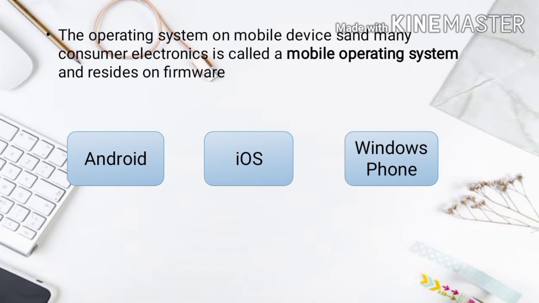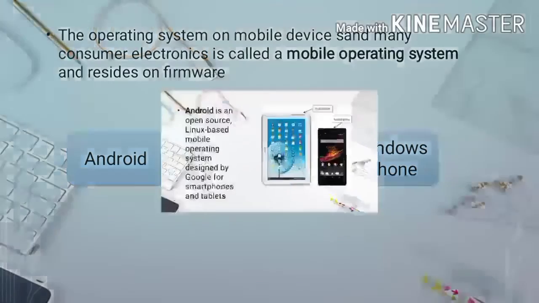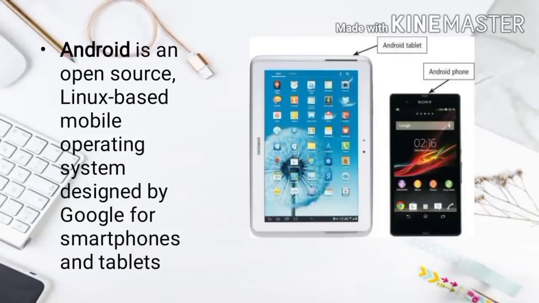Next, Android is an open source Linux-based mobile operating system designed by Google for smartphones and tablets. The Android for phones is a mobile operating system based on a modified version of Linux.